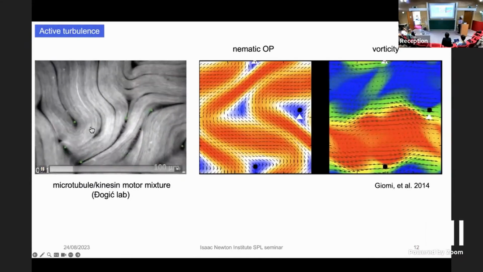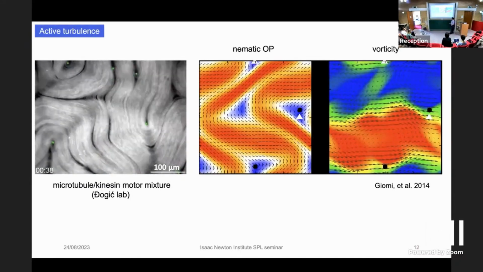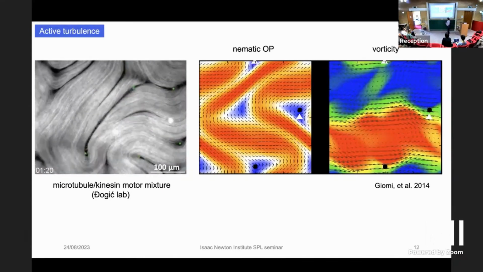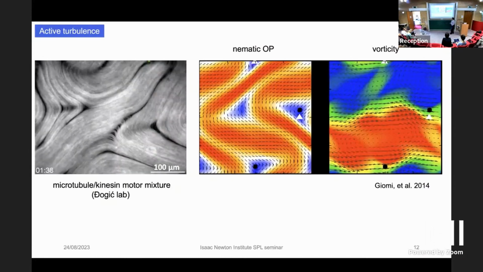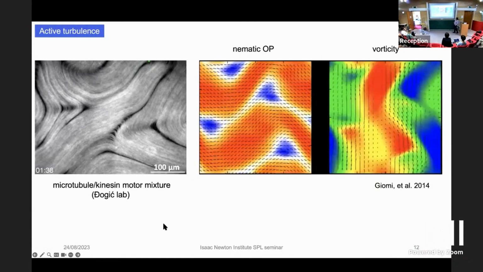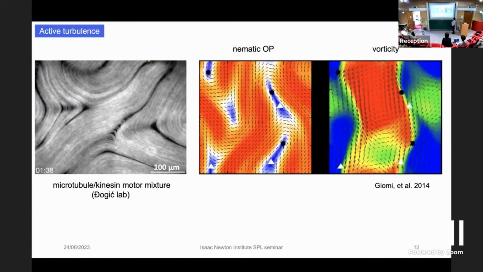This is microtubules extracted and put in a suspension, and then kinesin motors were added, and this is what happens. So this was done in Zvonimir Dogic's lab. And then this is a simulation by Luca Giomi of 10 or so years ago, where the same phenomenon is seen.